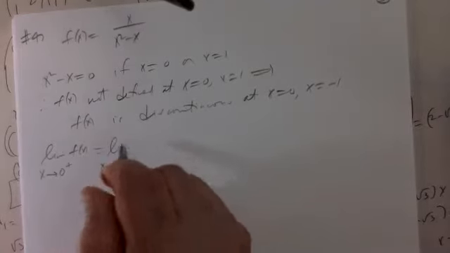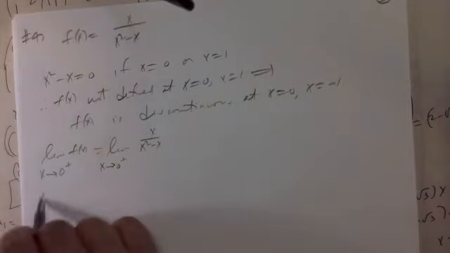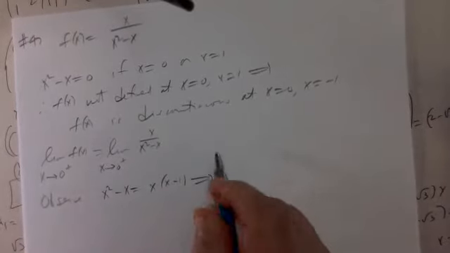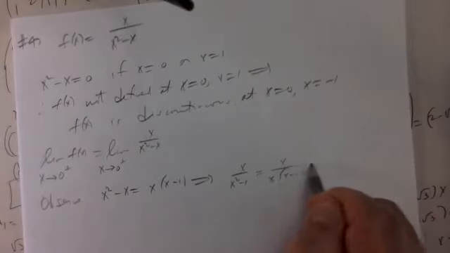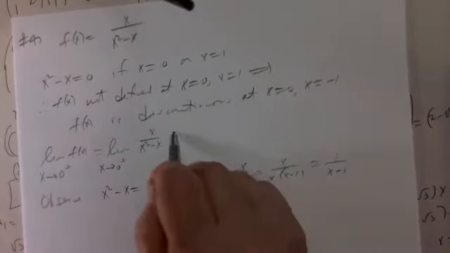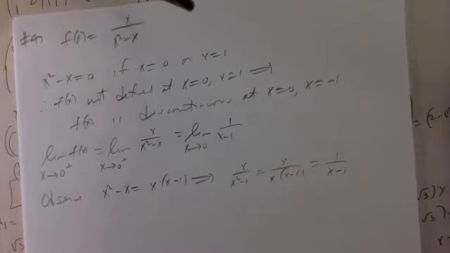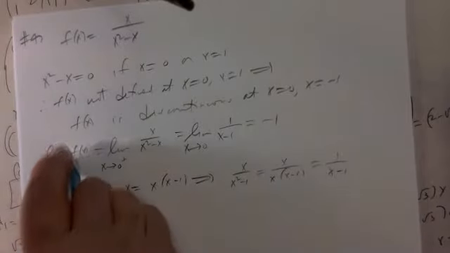Suppose we take the limit of f of x as x approaches 0, let's say from the right. So that's the limit as x approaches 0 of x over x squared minus x. But you can observe, x squared minus x is x times x minus 1. So x over x times x minus 1 is 1 over x minus 1. So this is exactly the same as the limit as x goes to 0 of 1 over x minus 1. And that limit exists. That's minus 1. And in fact, that limit exists from the left and the right.